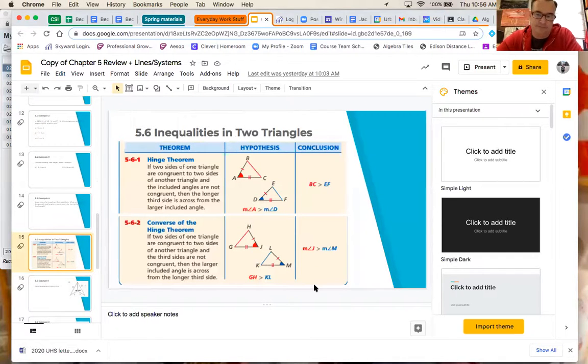Hinge, y'all. You guys remember the hinge? The hinge theorem, if I remember right. Basically, it means this. We look for the hinge, which is two sides that are congruent to each other in a triangle. Then we look at the angle in between those. And if those are not the same size, if one is open more than the other one is, then the side opposite the bigger angle is bigger than the side opposite the smaller angle.